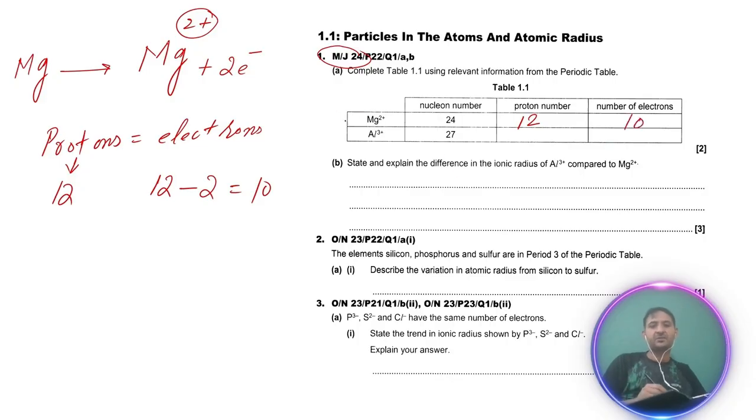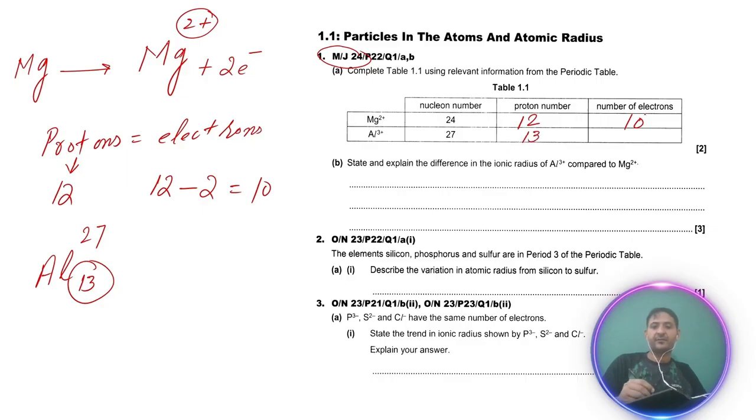Okay. So aluminum. Aluminum's actual atomic number is 13 and its nucleon number is 27, already given here. So how many protons are there? This atomic number actually represents the number of protons, and you will find this from your periodic table. So the number of protons is 13.